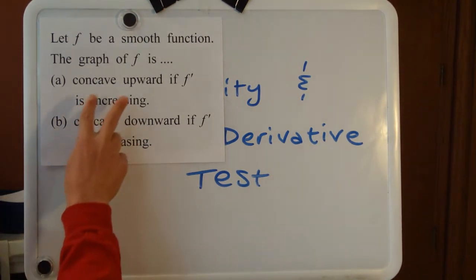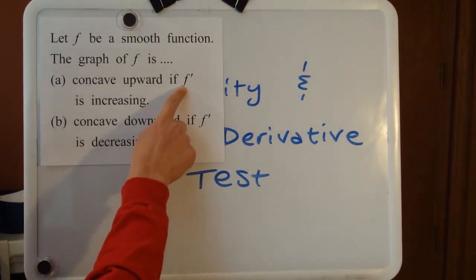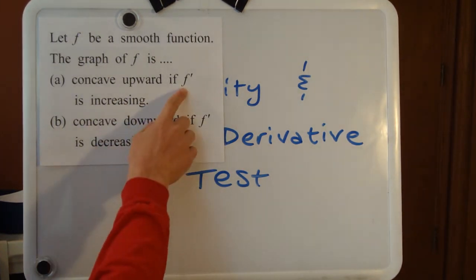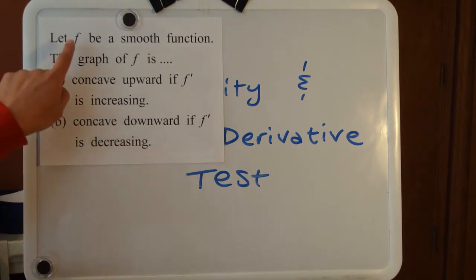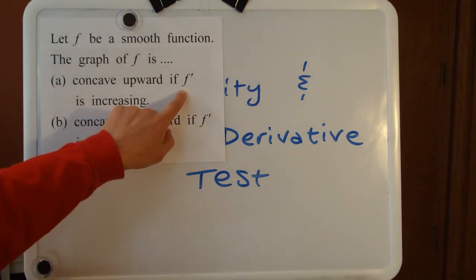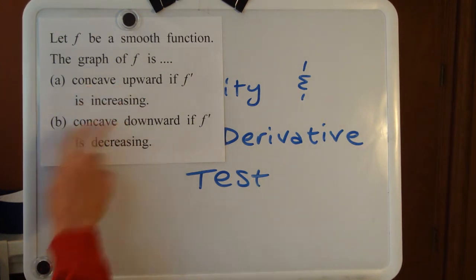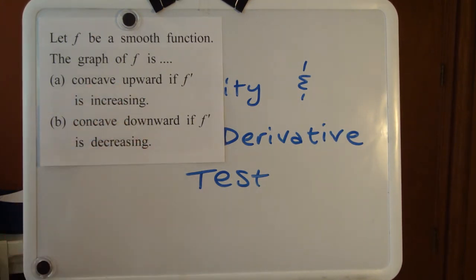So we're going to call a graph concave upward if the slope is increasing. This is a tricky thing because the thing that's increasing isn't necessarily the function, but it's f prime, so it's the slope of the function. And so the opposite of concave upward would be concave downward. The slope here is decreasing.